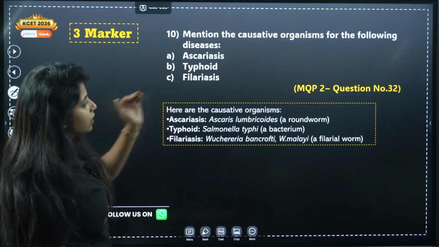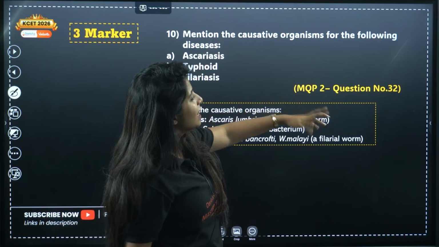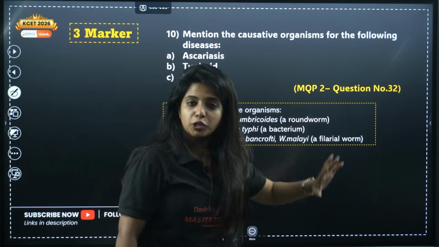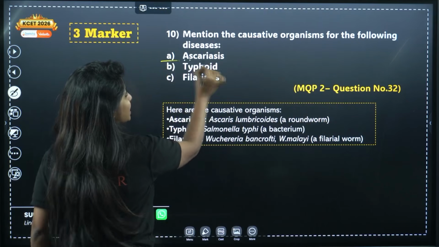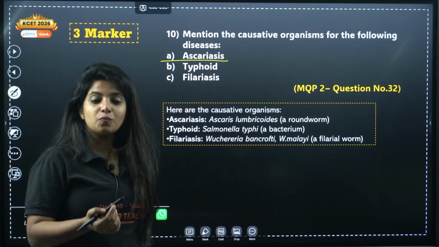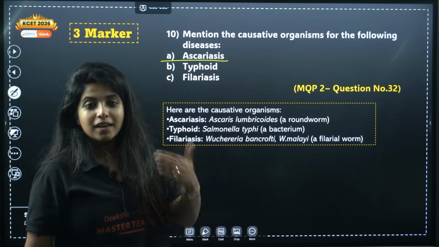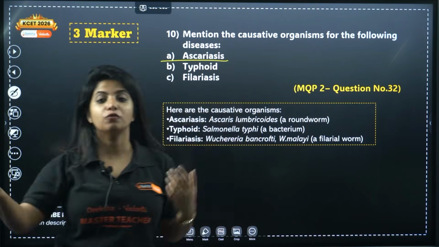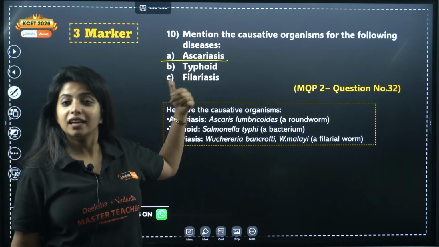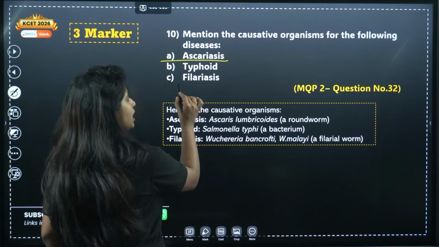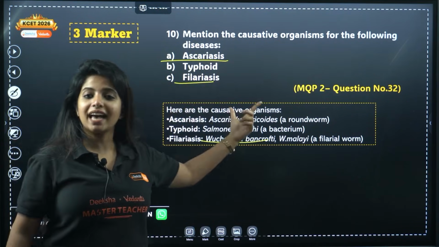Now question number 3, here I've given you the answer. Please do not see the answer now. So question number 10, not 3. Question number 32 of your model question paper 2. Mention the causative organism for the following disease. Ascariasis. Ascariasis is caused by Ascaris lumbricoides. As you can see over here, it is a roundworm. In the same family comes your next, Wuchereria bancrofti, remember, which was causing filariasis. It's again given in the next model question paper also. So filariasis is caused by Wuchereria bancrofti or Wuchereria malayi, and Ascariasis is caused by Ascaris lumbricoides.